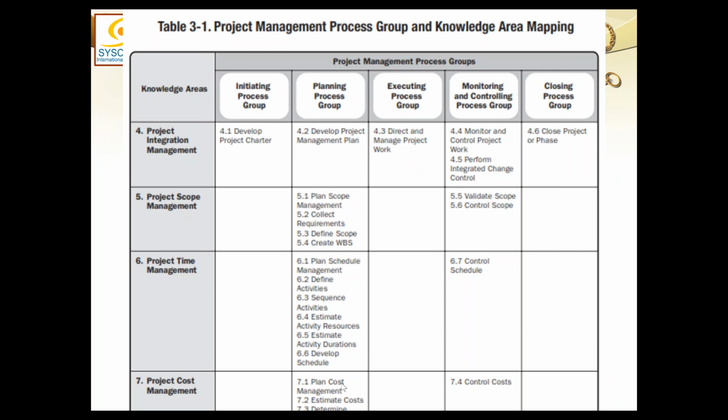Where do all these documents go? So many documents we are talking about. We are talking about activity list, milestone list, network diagram, resource estimates, cost estimates, duration estimates. Where do all these things go? They do not go into the baseline. Where do these things go?